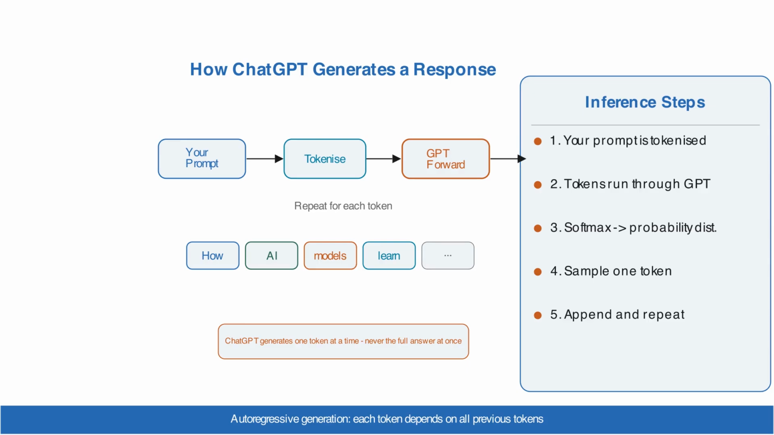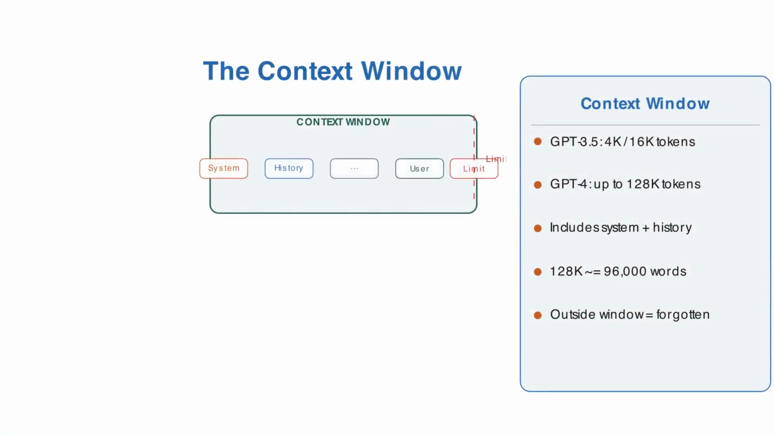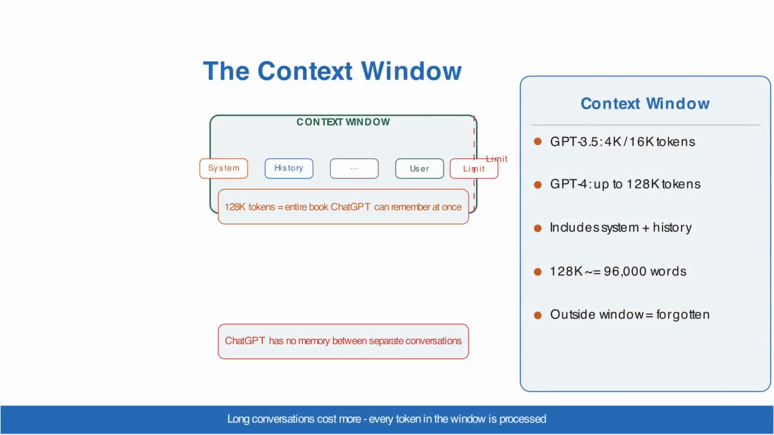The context window is everything ChatGPT can see at once: your system prompt, the conversation history, and your latest message. GPT 3.5 supports up to 16,000 tokens. GPT-4 supports 128,000 tokens, roughly an entire novel. Anything outside the context window is completely forgotten. This is why very long conversations can lose track of earlier details.